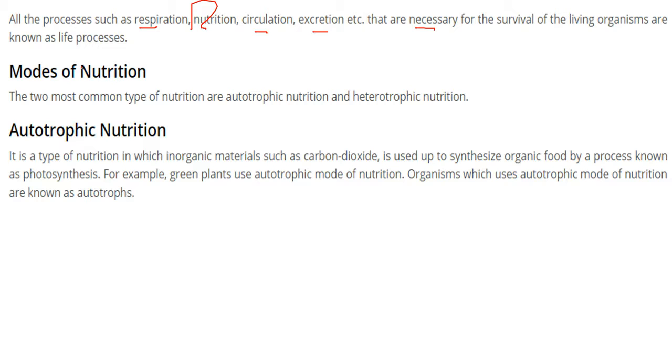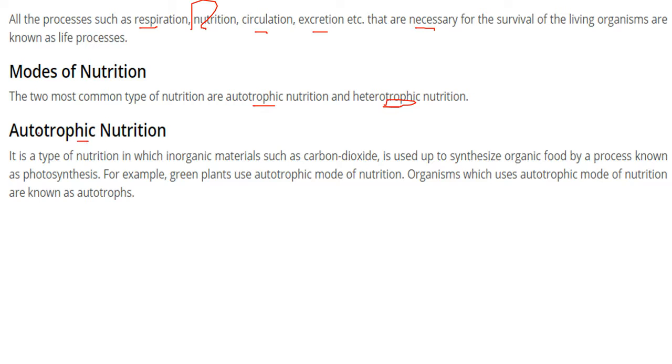So there are two most common modes of nutrition. One is autotrophic, the other is heterotrophic. What is autotrophic? Autotrophic means making food by themselves, like plants make their food by themselves. What is heterotrophic? We, or the animals, eat plants. They don't make their own food.